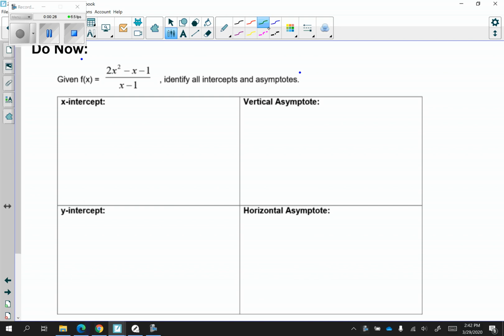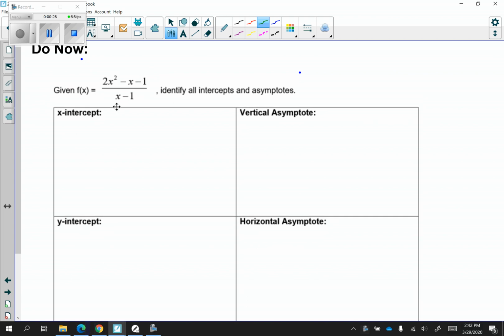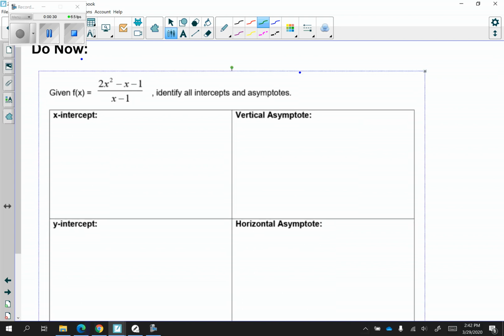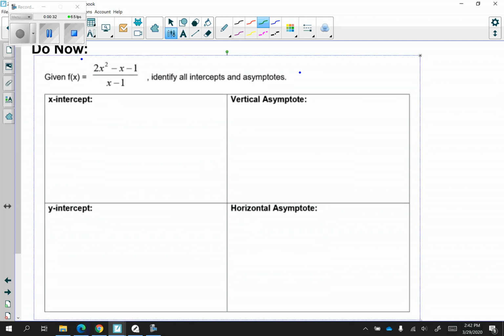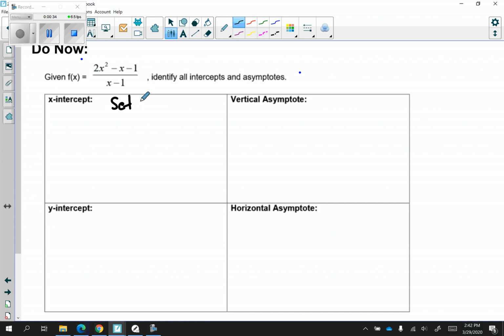So in order to find the x-intercept, we're going to set y equal to 0. In order to find the vertical asymptote, we're going to set the denominator equal to 0. To find the y-intercept, we're going to set x equal to 0. And to find the horizontal asymptotes, we have to look at the degrees of the numerator and denominator.